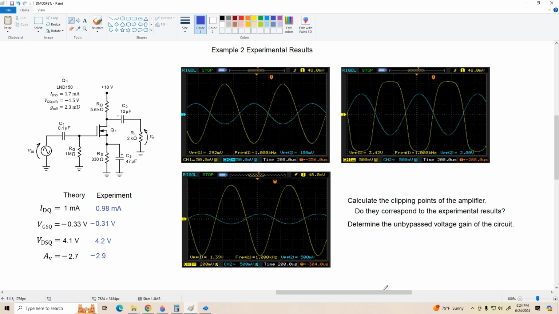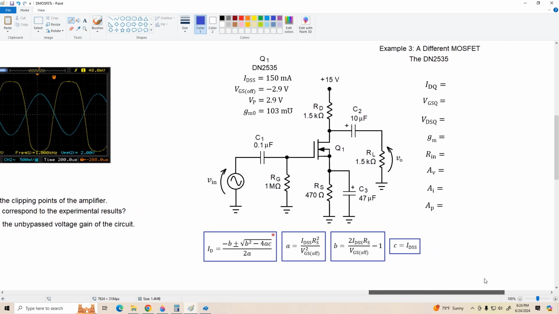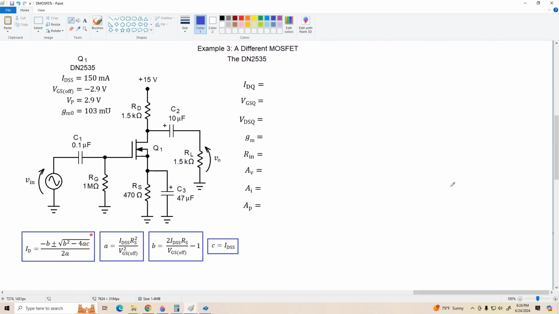All right, now for the next example, we're going to use a different MOSFET. We're going to use the DN2535. This is another popular, inexpensive device, but it's designed to be used at much higher currents. IDSS is 150 milliamps for this one. So that means right off the bat, we can't use zero biasing in our circuit.